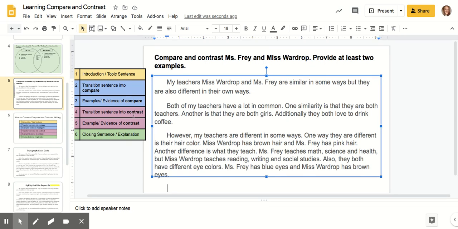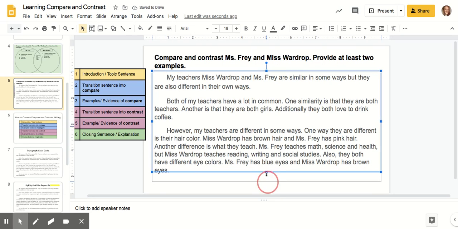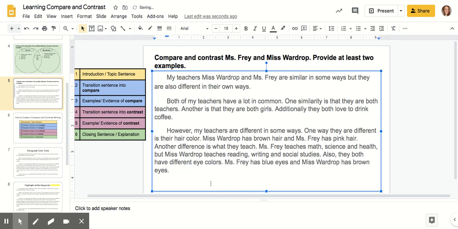So now I gave my examples of how to contrast. I need a closing sentence, something that wraps it all up so I remember what we were talking about and I can prove my point. So I'm going to read my question again. Compare and contrast Miss Fry and Miss Wardrop. I need to remember we were saying how Miss Fry and Miss Wardrop are the same and different. Now my final sentence is going to sound very familiar to my topic sentence because they're both reminding me that I'm talking about my teachers and how they're the same and different.